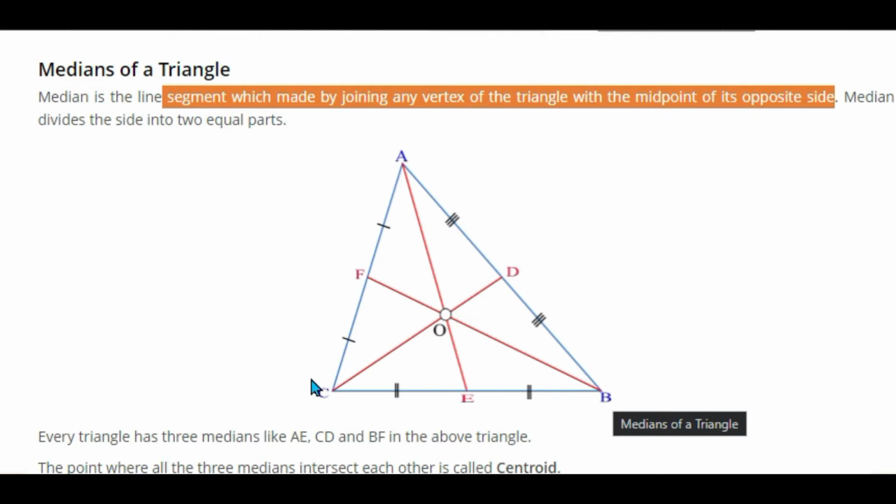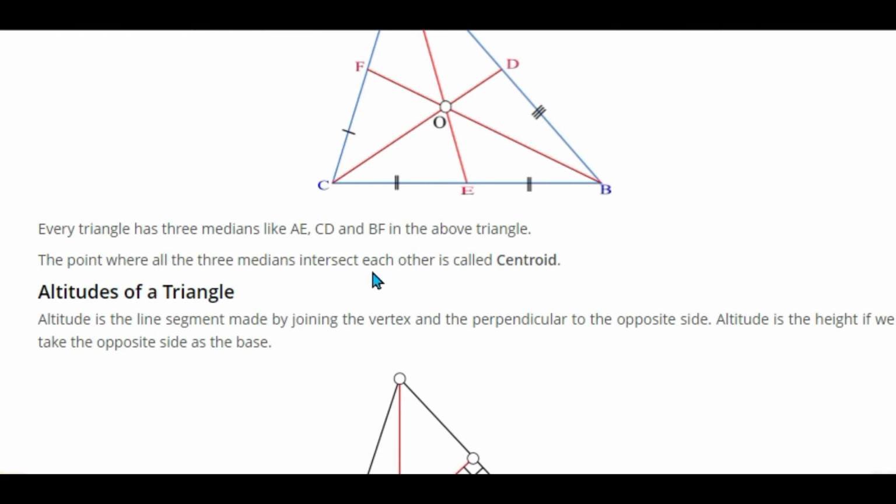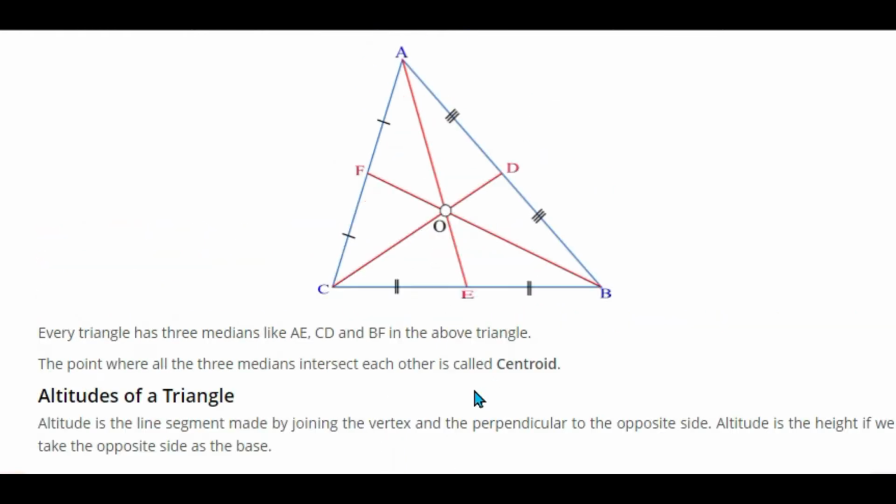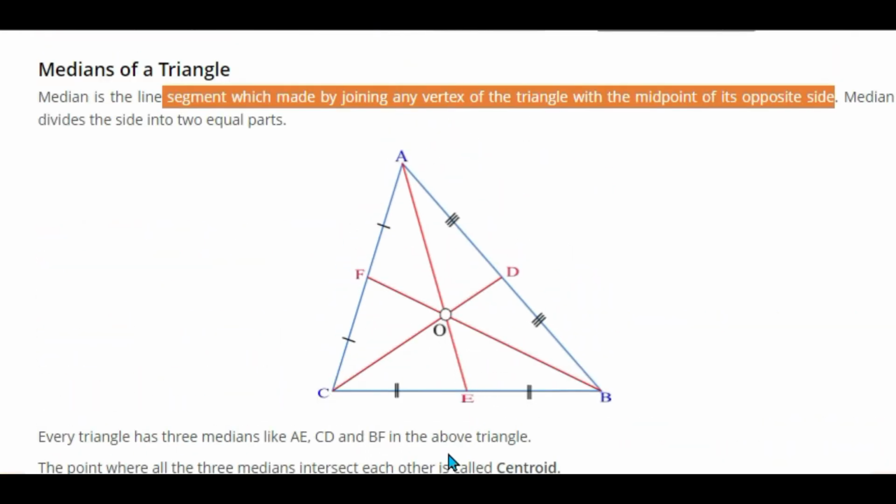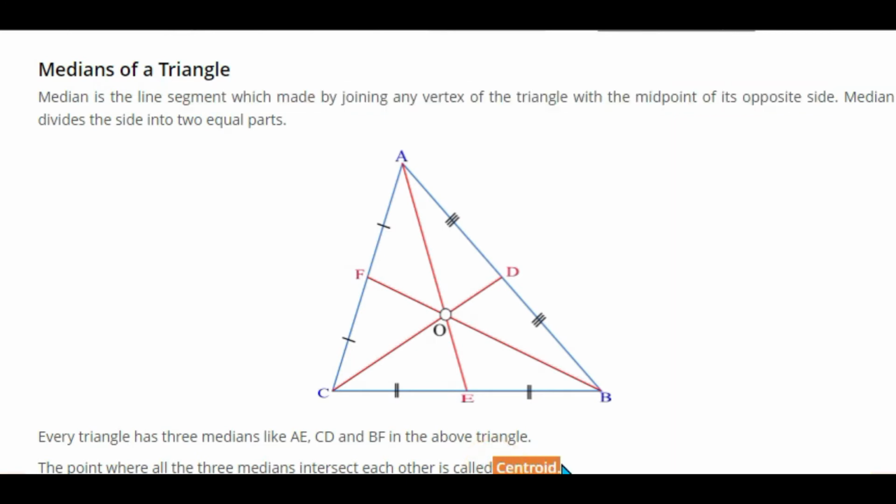So here we have three medians in a triangle: AE, CD, and BF, or you can say FB. Every triangle has three medians, like AE, CD, and BF in the above triangle. The point where all three medians intersect each other is known as the centroid. So here we get another word, centroid. What is centroid? Where three medians meet. That point is known as the centroid.